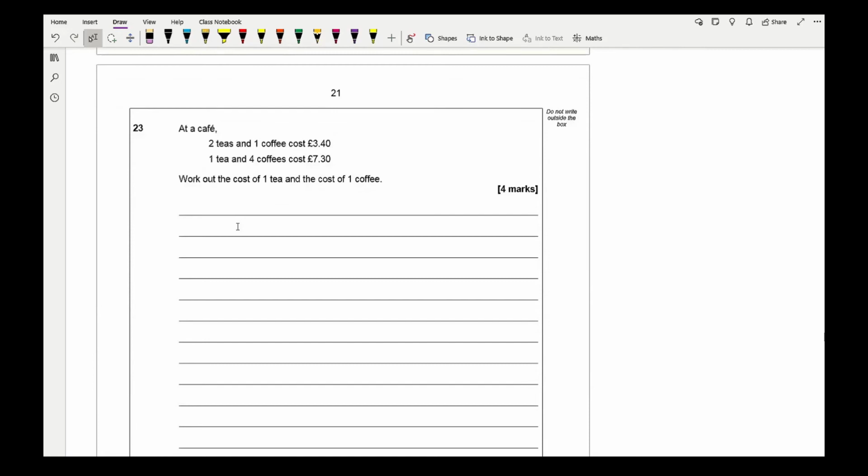Now, in terms of question 23, this is involving simultaneous equations. There are several ways in which we can do this, so I'll just talk you through it. Here we've got two teas. So I'm going to represent the teas with the letter T and coffees with the letter C. So I've got 2T plus 1C equals £3.40. And I've got 1T plus 4C equals £7.30.